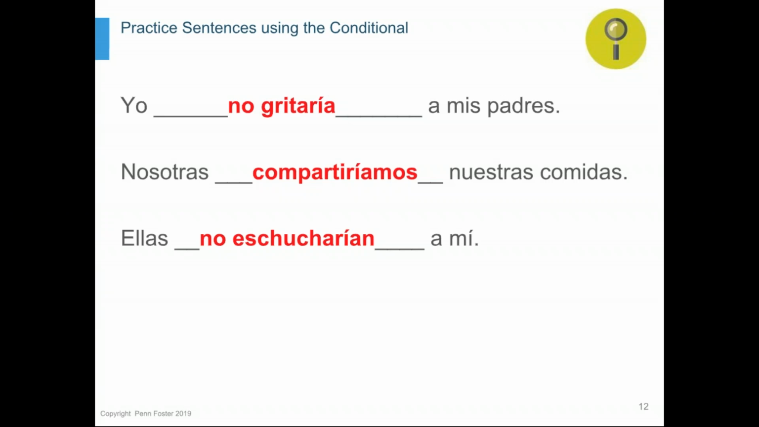So those three examples, yo no gritaría a mis padres, I would not shout or yell at my parents. Second one says, we would share our foods. And the last one says, they would not listen to me.